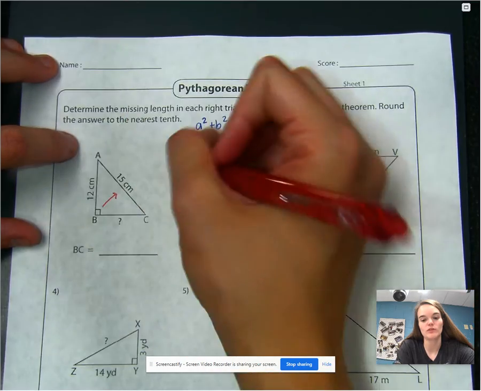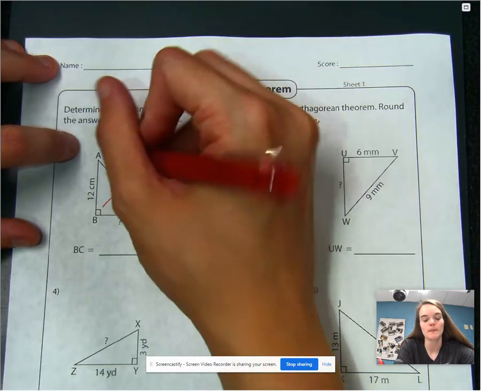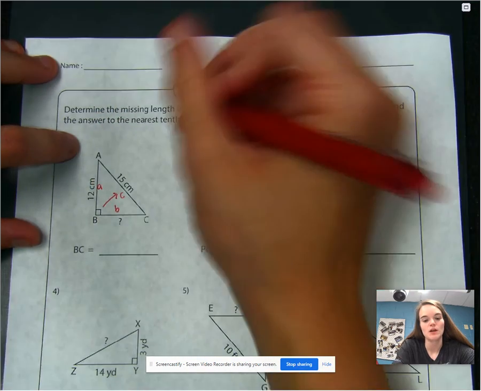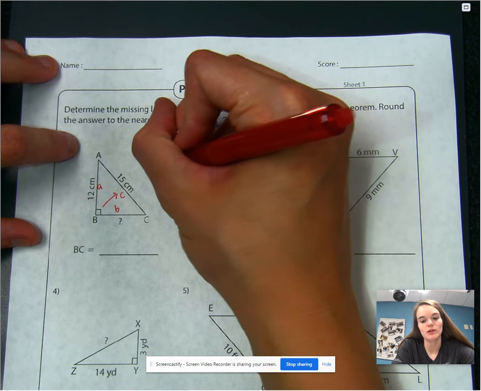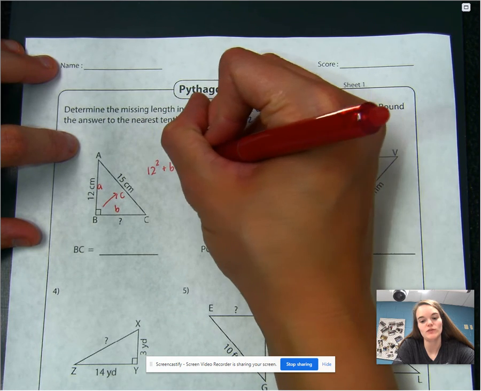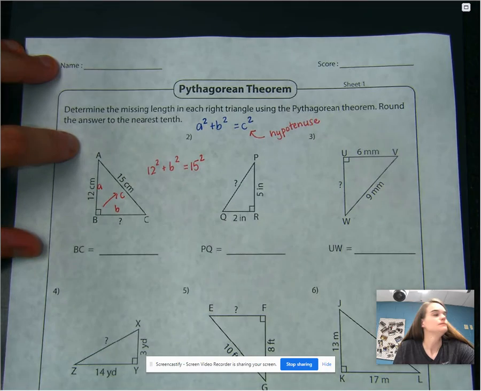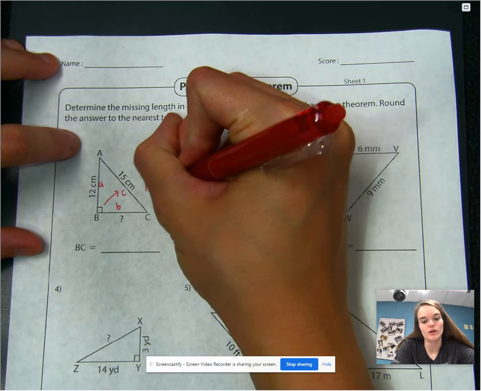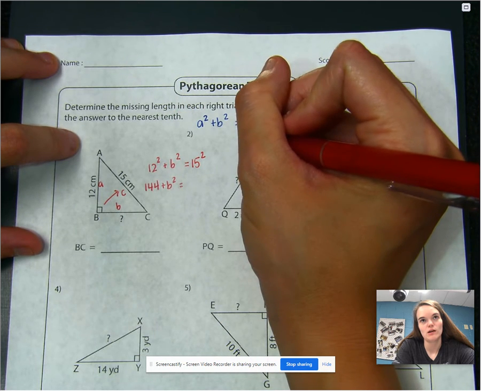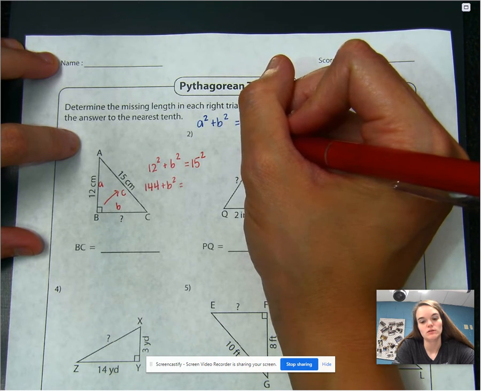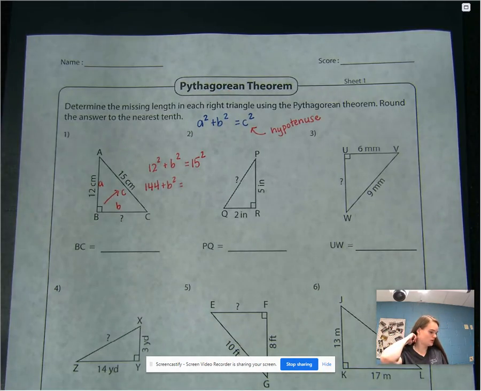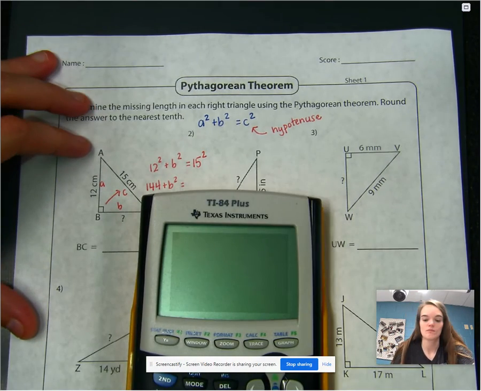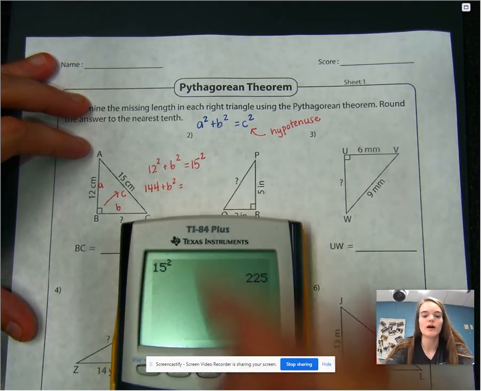So we're going to work with this one, set it up, find out what BC is. So let's say this is A, let's say this is B, and this is C. Okay, so 12 squared plus B squared equals 15 squared. Go ahead and square them. 144 plus B squared equals, I believe it is 225, but I better check. Yep, 225.